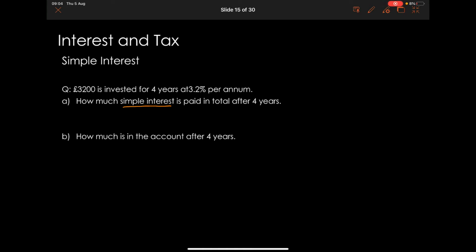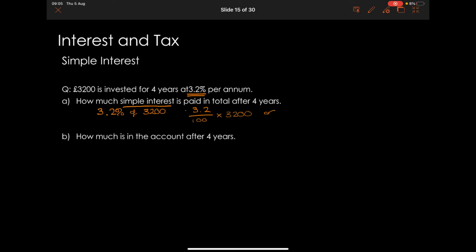Now, simple interest is where your interest is just added on for the 4 years. So it's not compound interest, which means we won't be using a multiplier for this question. So all you need to do is, it says that you've got £3,200 and it's invested at 3.2%. So remember, we need to find 3.2% of 3,200. Okay, so we do 3.2 divided by 100 times by 3,200.